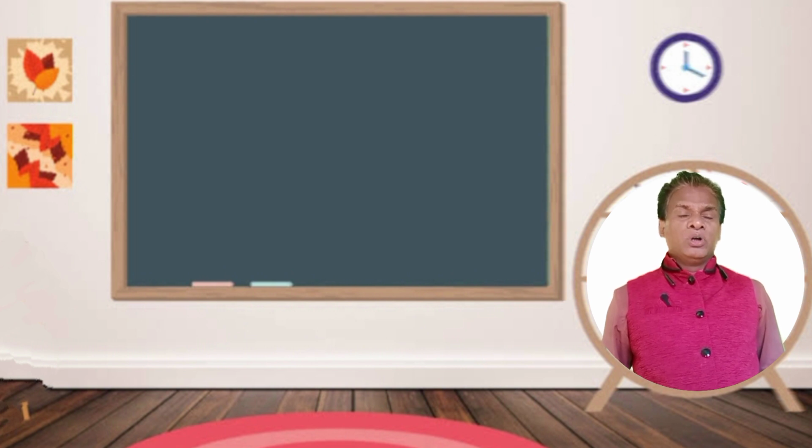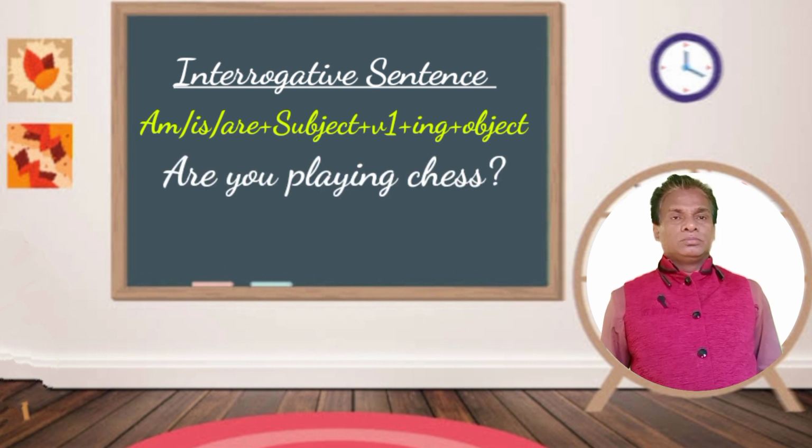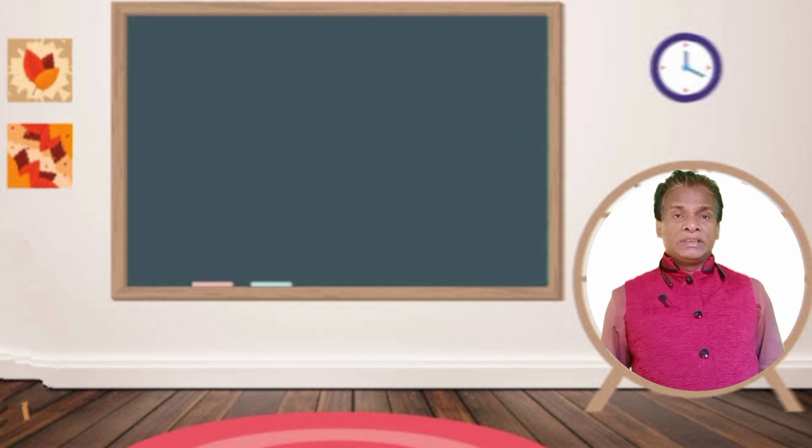Now let's know the structure for interrogative sentences. Am, is, are plus subject plus V1 plus ing plus object. Are you playing chess? Is she taking tea? These are examples of present continuous tense interrogative sentences.